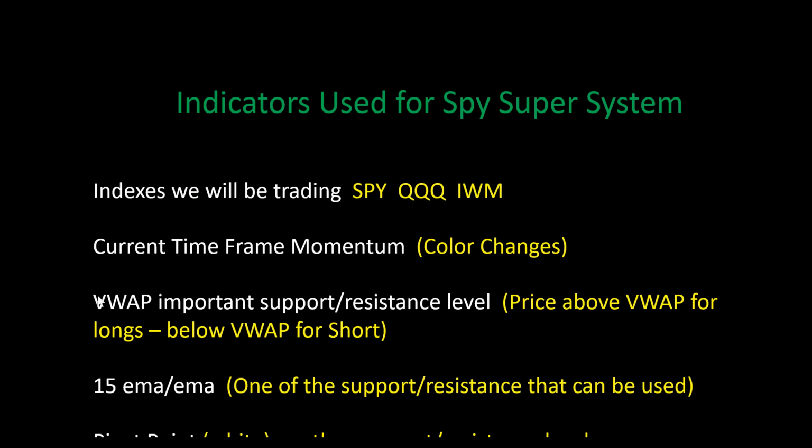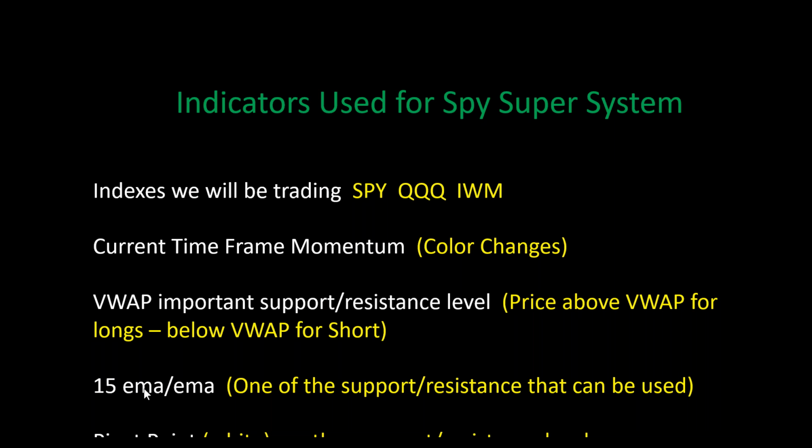We're also going to be using the VWAP, or the volume weighted average price. This is a very key support resistance level that all the institutions use. So we'll be trading a price above the VWAP for longs and below the VWAP for shorts, and it's going to be one of the levels that we use for our support or resistance.